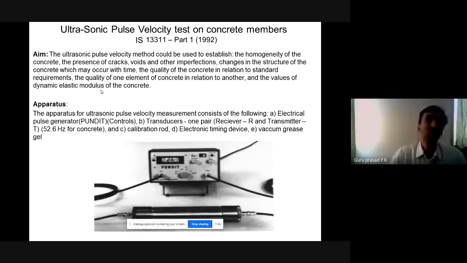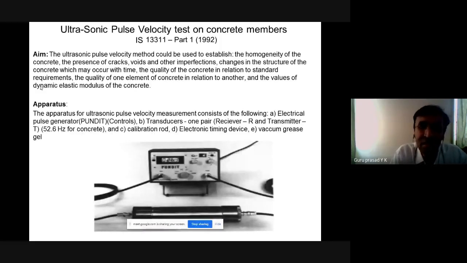So let us go into what ultrasonic pulse testing is, how we do it, and how we extract the results. Basically, this gives you the quality of the concrete. I would also like to talk about the dynamic elastic modulus of concrete. What is the dynamic elastic modulus of concrete? It is related to the stiffness of the concrete, and it is a stiffness and strength parameter.